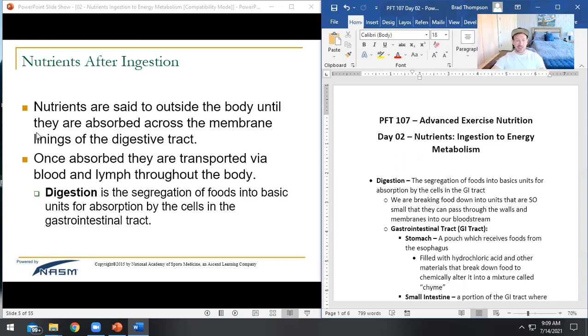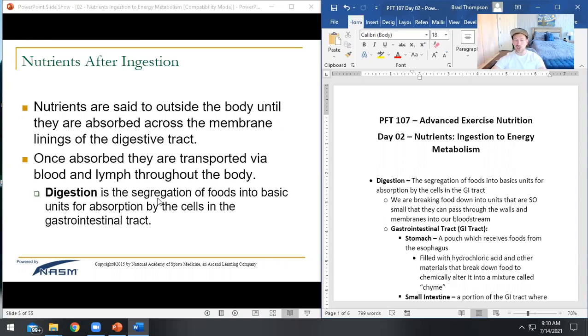Let's go ahead and break everything down, right? So nutrients, we go back to that human donut analogy, right? They are outside the body until they are absorbed across the membrane into the actual bloodstream. That's when they are sort of entering your actual body, right? Once they're absorbed, whether it's through lymph or through your blood or whatever, now it's inside of you, and you can use all those materials to produce metabolism.